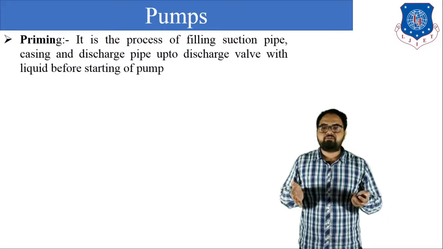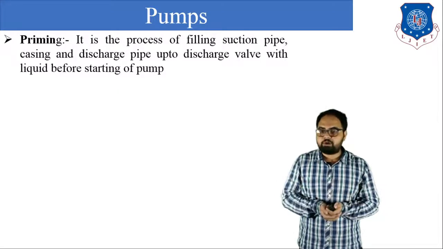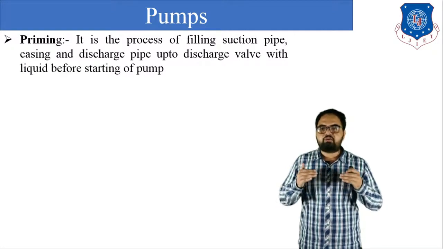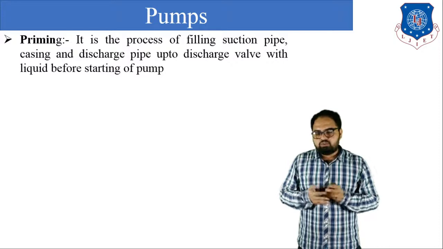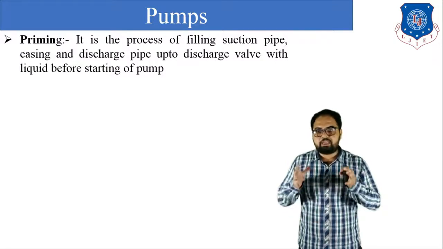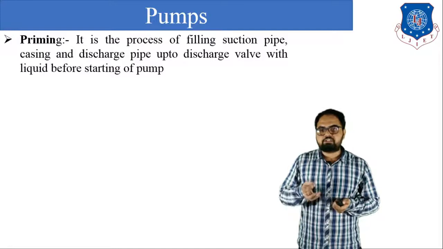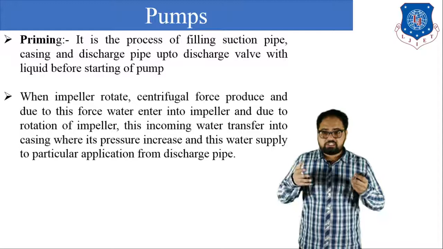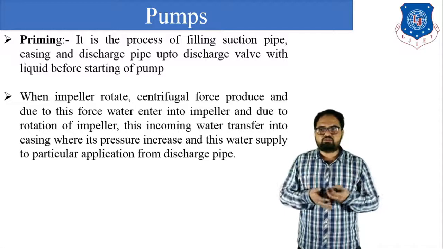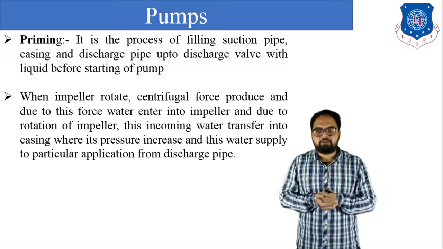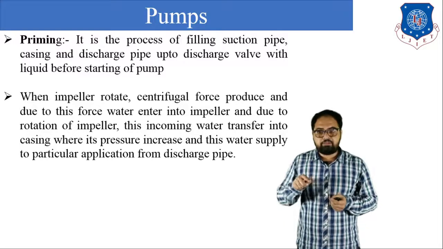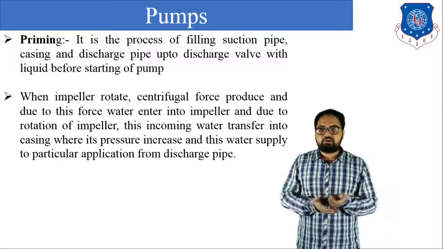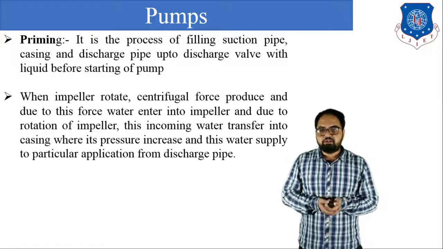It is necessary because without priming the centrifugal pump will not be able to discharge the liquid, because the density of air is very low and the density of liquid is high. So there is a problem when air is present inside the pump suction. When the impeller is rotated, centrifugal force is produced and due to this force the water enters the impeller, and due to the rotation of the impeller the incoming water is transferred into the casing, where its kinetic energy is converted into pressure energy and the liquid is discharged.